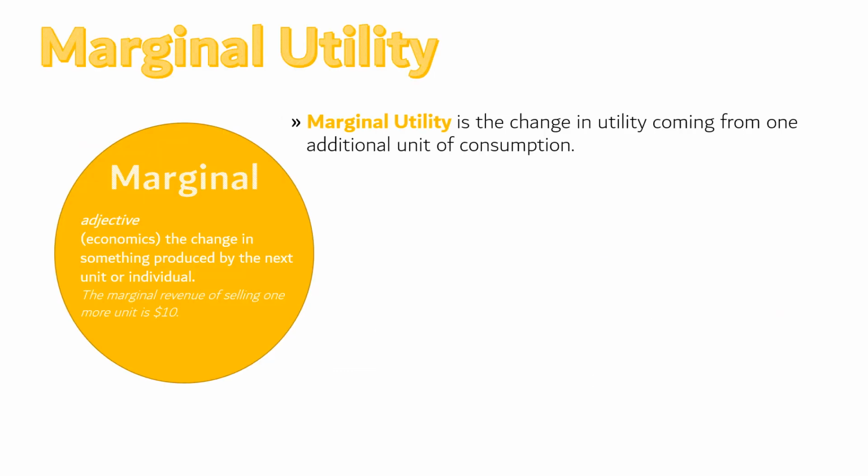Marginal utility is the change in utility from one additional unit of consumption. Marginal is a really important word in economics. We're going to use it over and over again because one of the most important insights economics has given the world is the importance of thinking on the margin when trying to make optimal decisions. Here's an example of marginal thinking.